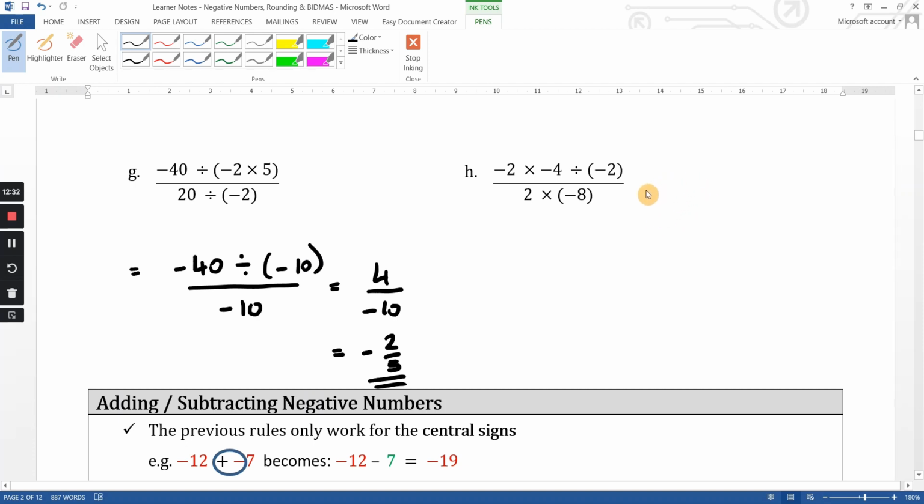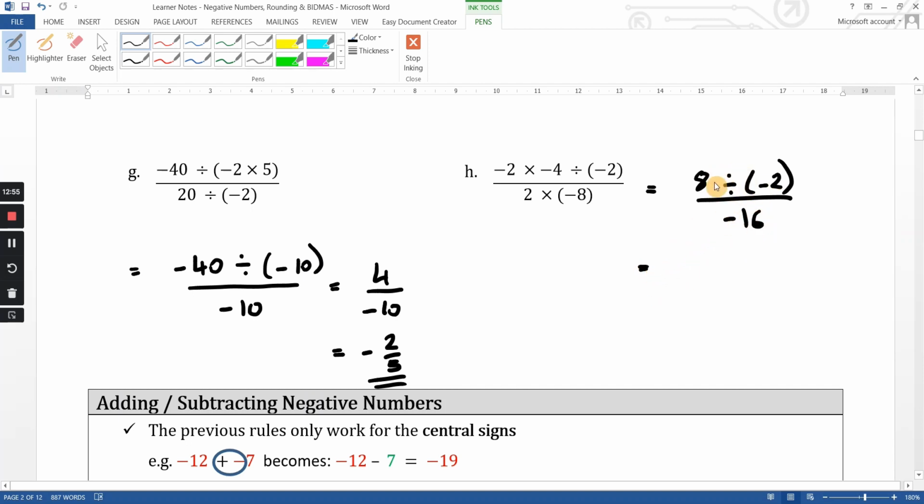Part H. Again, let's do it in stages. I'm going to do, let's do that bit first. So minus 2 times minus 4 is positive 8. Still got this. Let's do the bit at the bottom. So that's going to give me minus 16.